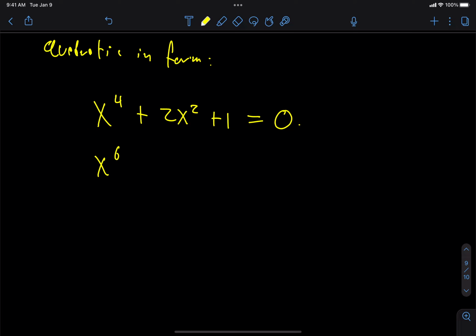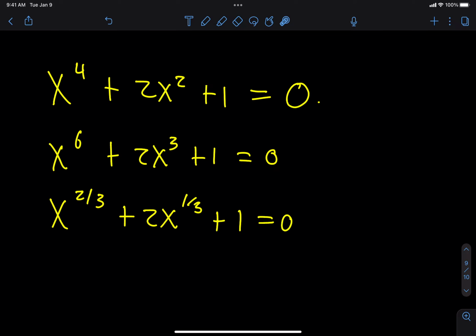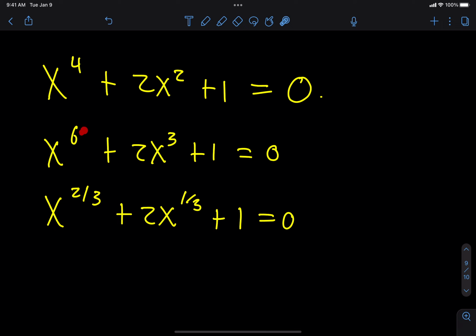Another one could be something like x to the 6th plus 2x cubed plus 1 equals 0. Or, for example, x to the 2/3 plus 2x to the 1/3 plus 1 equals 0. So what's the relationship? The power goes like 2, 1, 0. You see what I mean in terms of that pattern? Okay, the middle term has power half of the one before it, and the next term has power 0.